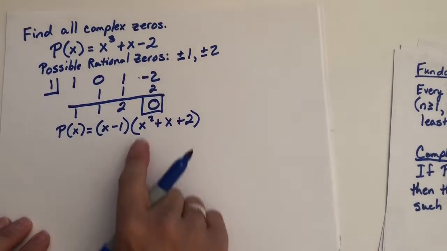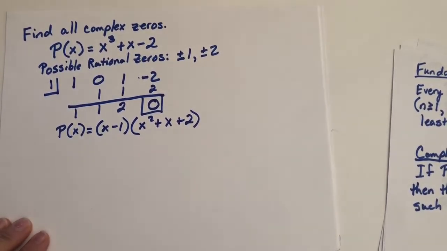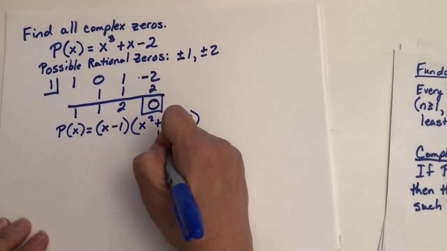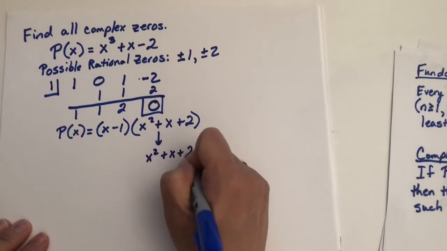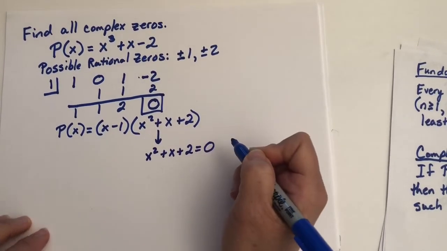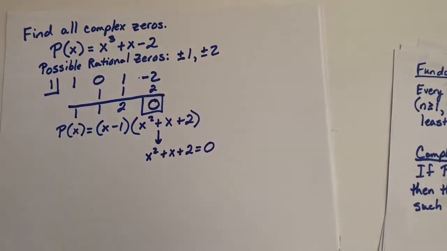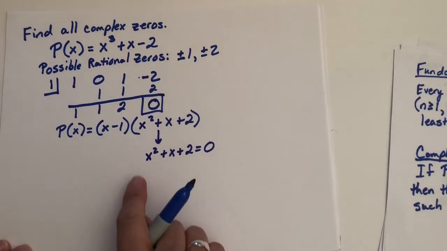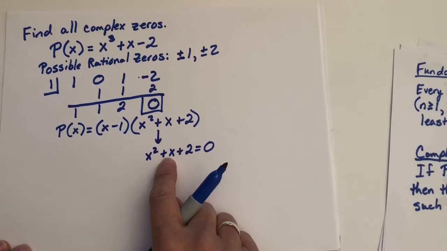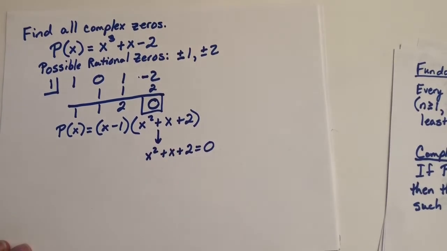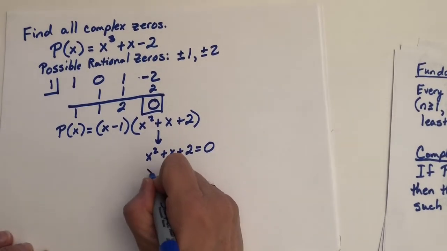And again, on this problem, we have a trinomial that doesn't factor over the integers. So I'm going to set that factor equal to 0. And this time, rather than complete the square, I'm going to use the quadratic formula, because while this leading coefficient is 1, the coefficient of x here is odd and not even. Of course, we could complete the square, but I'm going to use the quadratic formula.